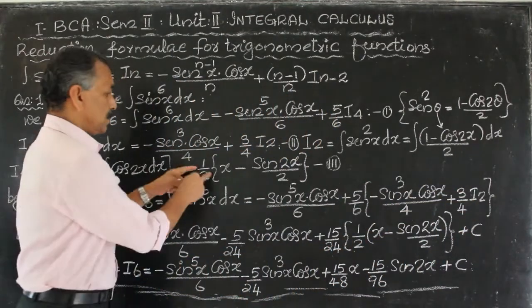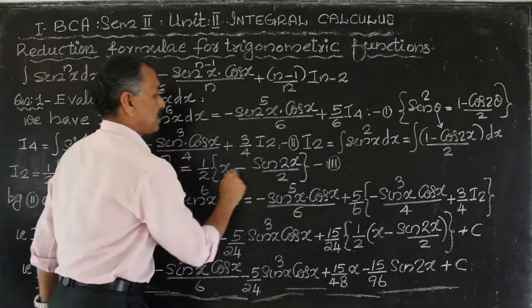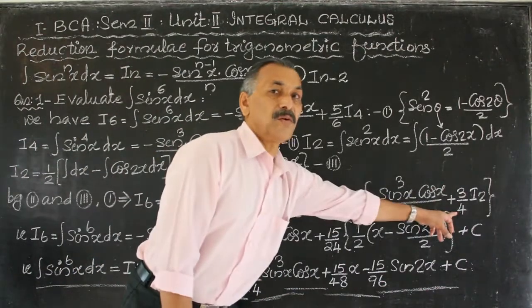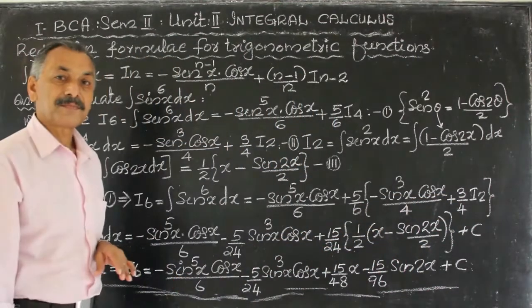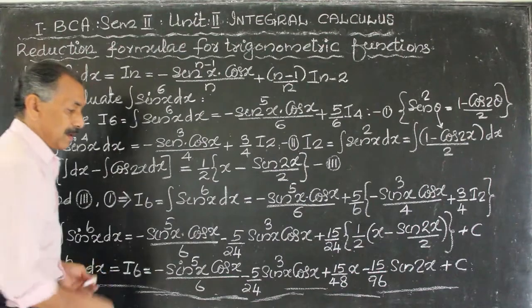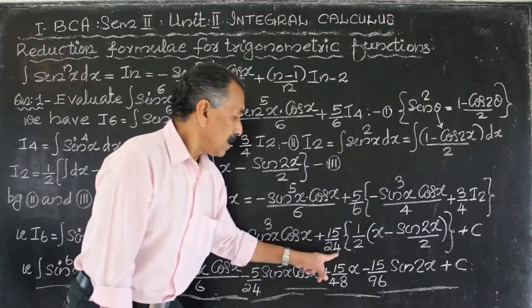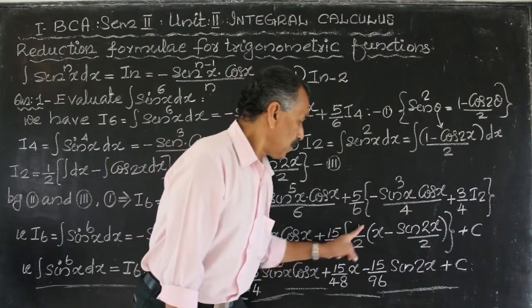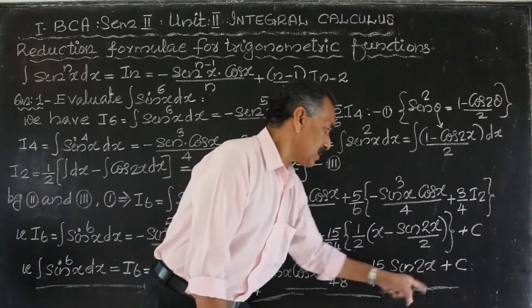What is I2? I2 is equal to this value, 1 by 2 into x minus sin 2x by 2. So that is equal to minus sin raised to 5x into cos x by 6 minus 5 by 24 sin cube x into cos x, plus 15 divided by 48 x, that is 15 by 24 into 1 by 2, and 1 by 2 into 1 by 2 is 1 by 4, that is 15 divided by 96 sin 2x.